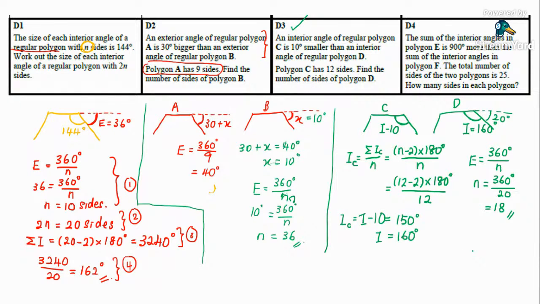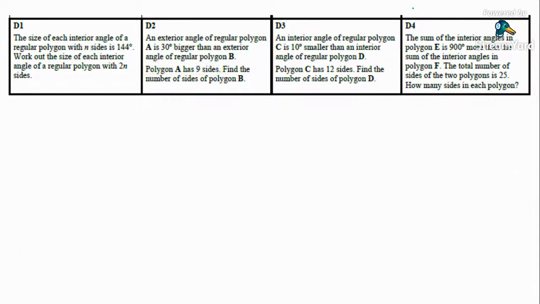Okay, right. Now for this one, 25. Okay, D4 here. I'm going to use another slide. 37 minutes already. Okay, D4 over here. So the sum of interior angles in polygon E is 900 degrees.